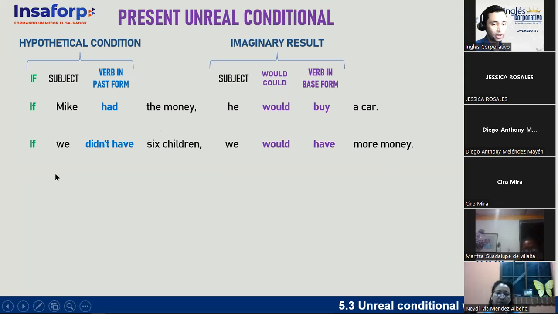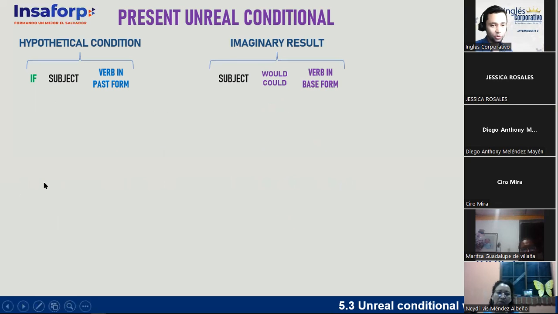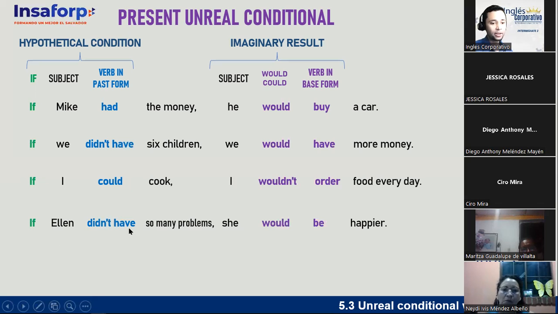Second example, if we didn't have six children, we would have more money. Si no tuviéramos seis hijos, tendríamos más dinero. If I could cook, I wouldn't order food every day. Si yo pudiera cocinar, no ordenaría comida todos los días. If Ellen didn't have so many problems, I'm sorry, there's an extra comma that's not supposed to be there. Okay, there you go. If Ellen didn't have so many problems, comma, she would be happier. Si Ellen no tuviera tantos problemas, sería más feliz. And the last one, if we had a car, we could travel more. Si tuviéramos un auto, podríamos viajar más.